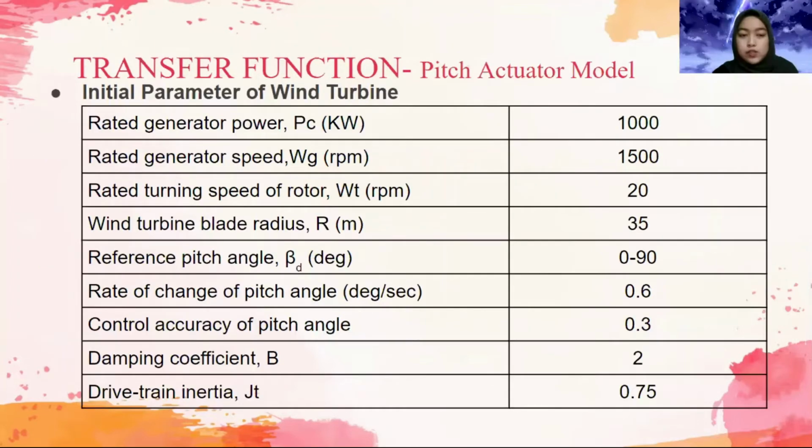Okay, so next I will explain about the transfer function. The first one is the pitch actuator model. This is the initial parameters of the wind turbine, which are the rated generator power and the rated generator speed. The third one is the rated turning speed of the rotor, then the wind turbine blade radius, reference pitch angle, rate of change of pitch angle, control accuracy of pitch angle, damping coefficient, and lastly the drive train inertia. On the right side are the values of the parameters.